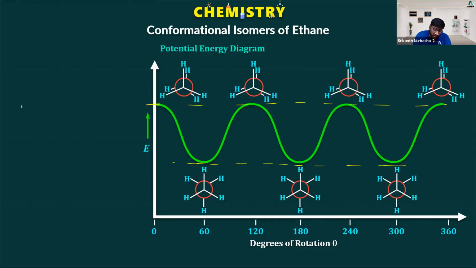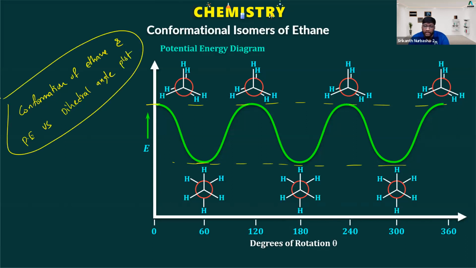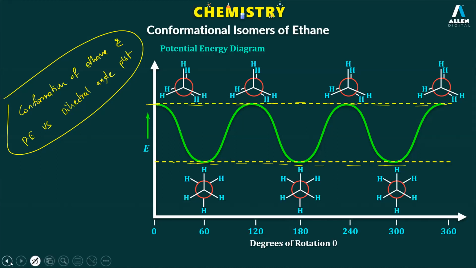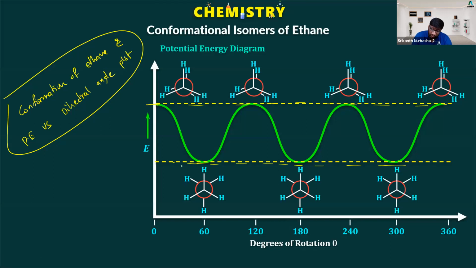Conformations of ethane and the potential energy versus dihedral angle plot. Everyone understood these points? Yes. So this is the state where we see the maximum potential energy, and this is the state where we see the minimum potential energy. The conformations of ethane and potential energy versus dihedral angle plot will be in this fashion. The energy difference is 12.5 kilojoules per mole, as we mentioned earlier, the value given experimentally, which has been observed in reality.